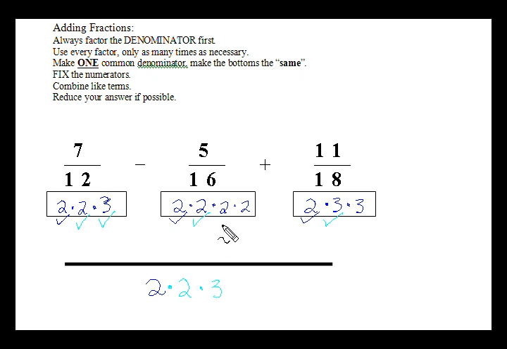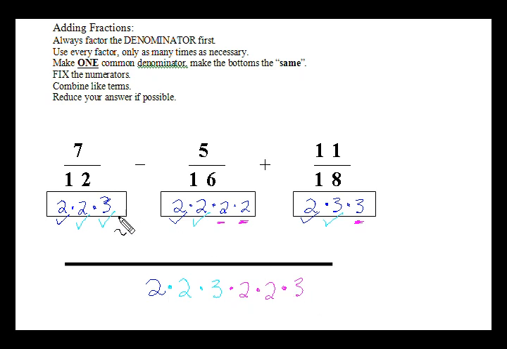And then I must also include anything that's not yet taken into consideration. So this 2, and this 3 also have to be part of the denominator. So I first find what's common, write that down, and then I also include anything and everything that has not yet been accounted for. So this is my common denominator. It has 6 factors in it.